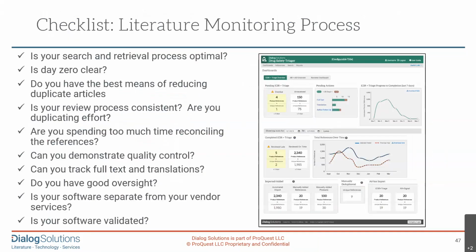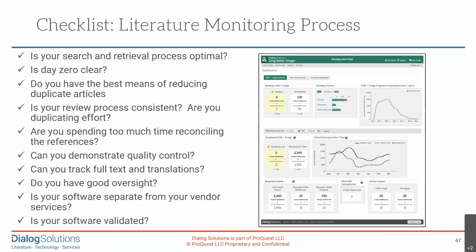And finally, just to leave you with a checklist, again, I'm sure you can all maybe add to this or tick off the ones that you already have covered. You know, is your search and retrieval process optimal? Is day 0 clear? Do you have the best means of reducing duplicates? Is your review process consistent? Do you spend too much time reconciling the references for case processing? Can you demonstrate quality control?